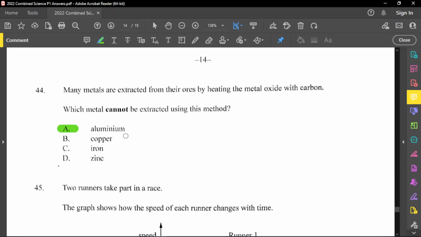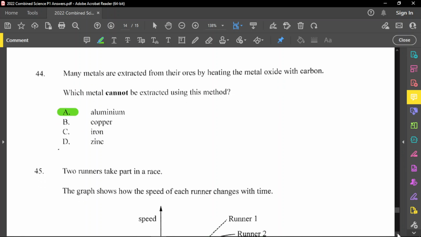And in this method, the metal here is aluminum. The reason behind this is because aluminum really requires a lot of energy, and so we use the blast furnace, which is a very expensive method of producing aluminum. The blast furnace is used instead, which means a high amount of heat is required.